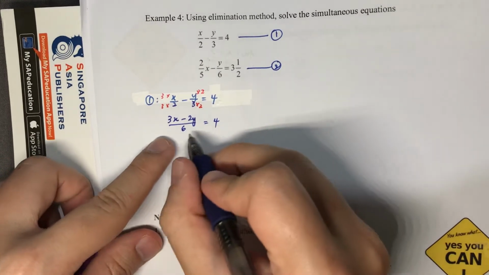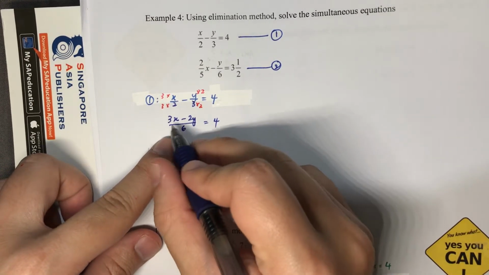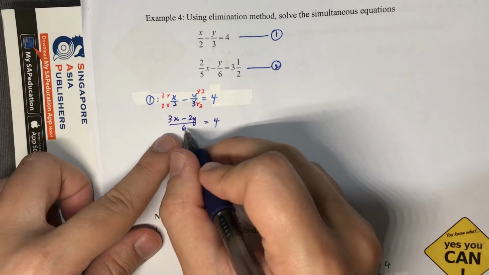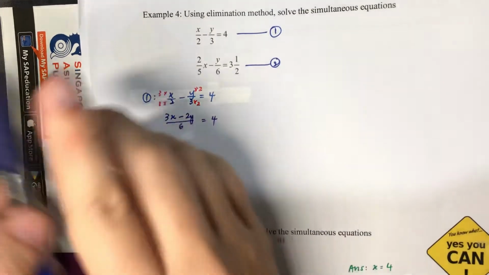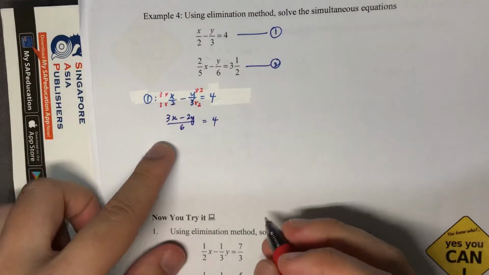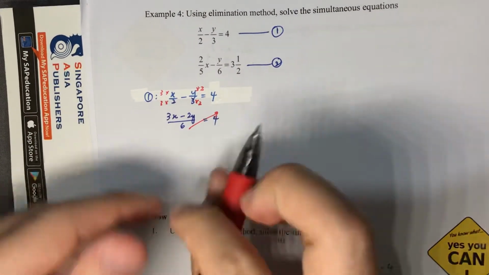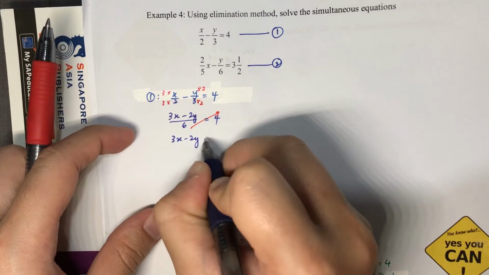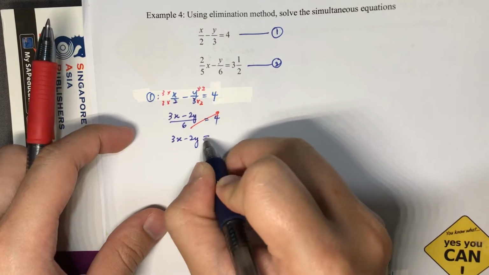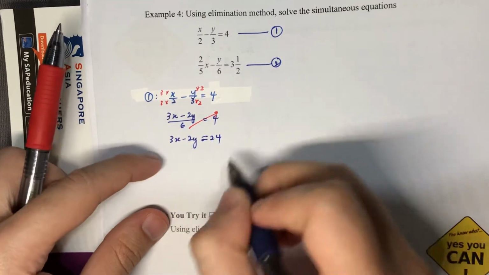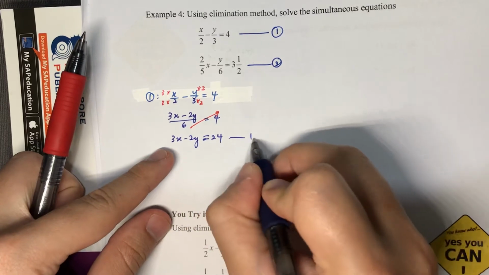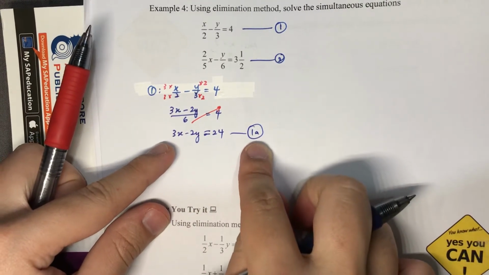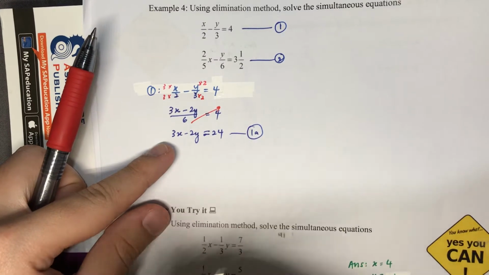So here the denominator is 6. So (3x minus 2y) divided by 6 equals to 4. What can I do to get rid of the 6? I can multiply by 6, correct? So when I multiply, it will go upwards. So here it will be 3x minus 2y, multiplied to the other side, equals to 24. This one will be my equation 1a, because it comes from equation 1.